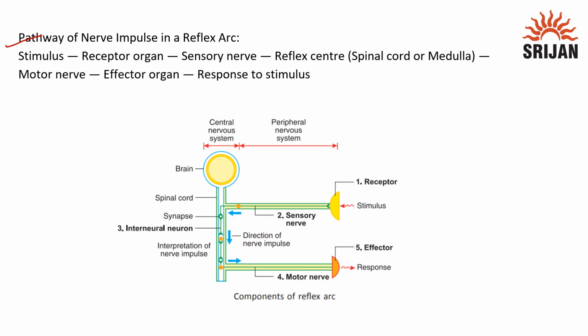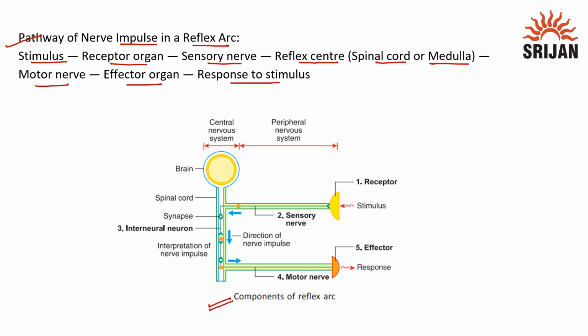Here we have pathway of nerve impulse in a reflex arc. It starts with stimulus, receptor organ, then sensory nerve, reflex center which consists of spinal cord or medulla, then motor nerve, effector organ, and at last response to stimulus.